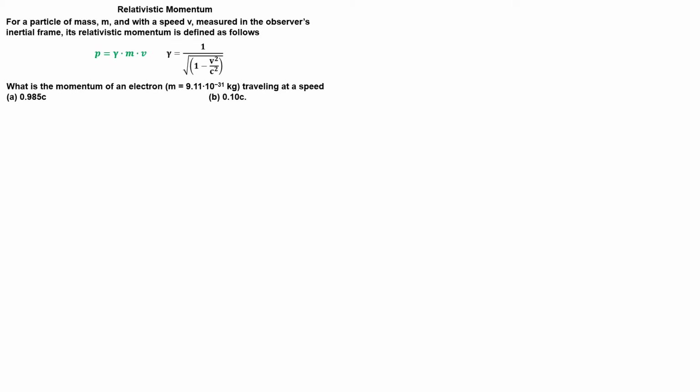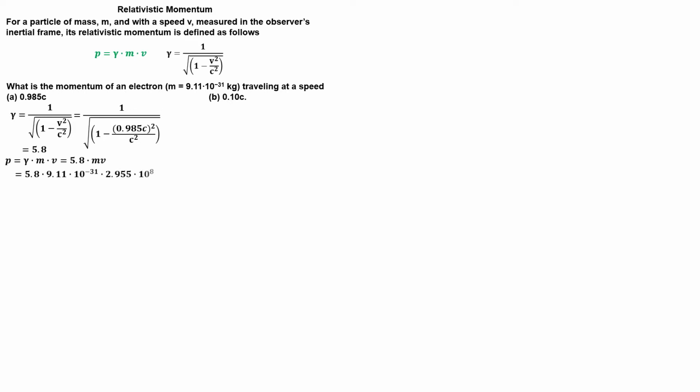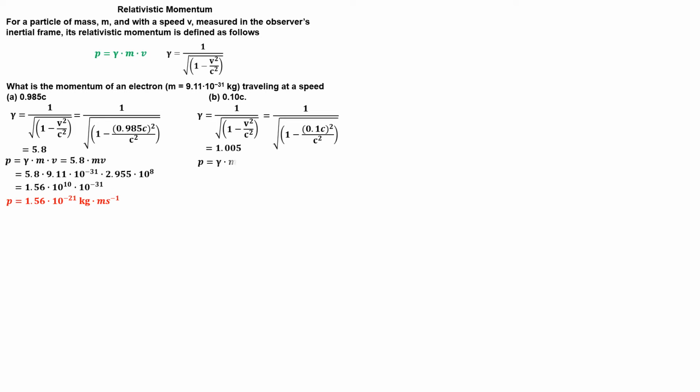To solve item A, first we find the Lorentz factor. We can see that the momentum is almost 6 times its classical value. We now substitute values into the equation. To solve item B, we find the Lorentz factor as well. So the momentum is less than 1% greater than the classical value. We now substitute values into the equation.